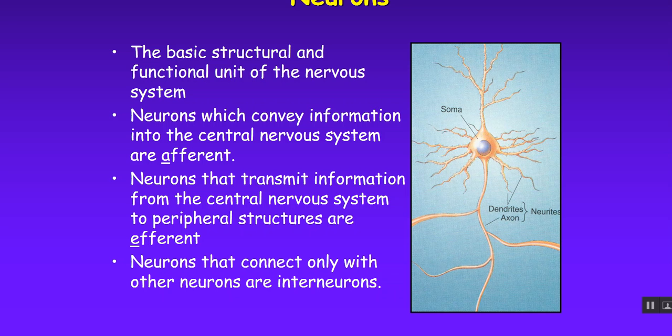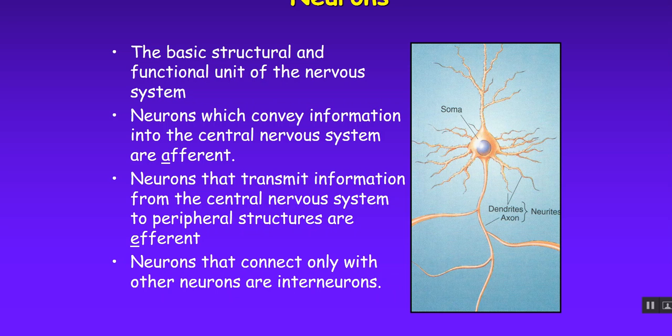So neurons, this is the thing that allows our nervous system to work, to communicate with each other, to send signals from one place to another. It is the basic structural and functional unit of the nervous system. If a neuron conveys information from the periphery towards the central nervous system, or from one structure within the central nervous system towards another structure, that's typically called an afferent neuron. I think of the A as acquire, acquiring information. Afferent, acquire, that's how I remember bringing it in.